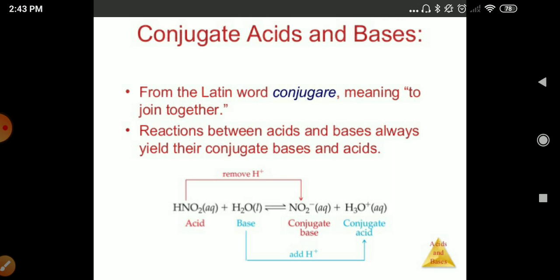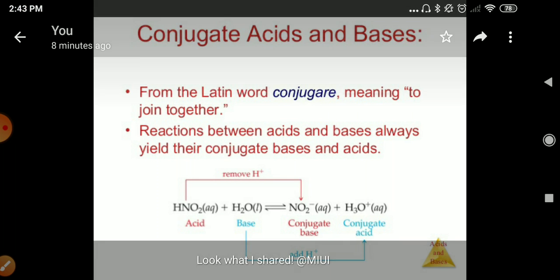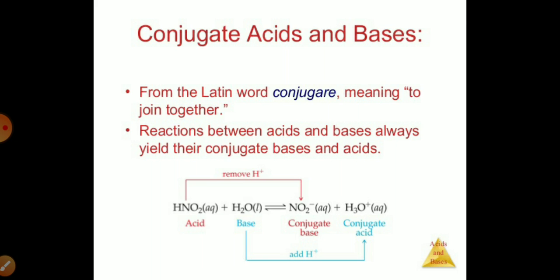So students, today's topic is conjugate acid-base pairs and the dissociation constant of acids and bases. Okay, so what is a conjugate base? The word conjugate comes from the Latin word conjugare, and it means to join together.